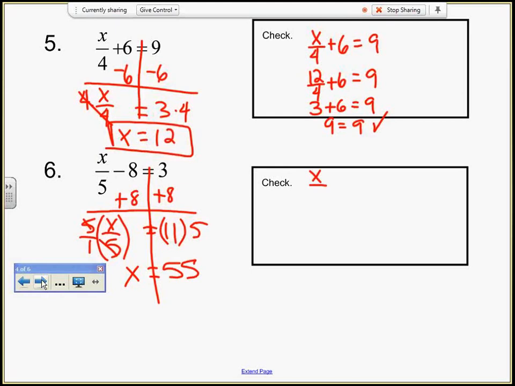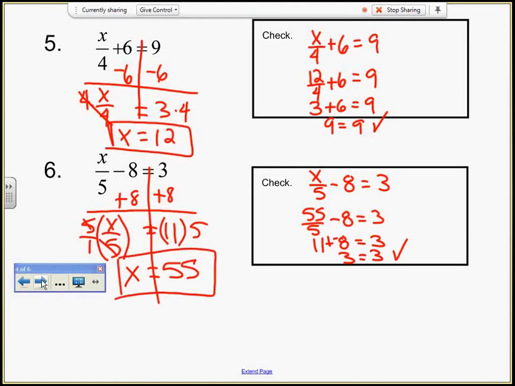Let's check it out and see if it's true. So I had x over 5 minus 8 equals 3. So I'm telling you that 55 over 5 minus 8 is equal to 3. Let's see if I'm telling the truth here. 55 over 5 is 11. 11 minus 8 equals 3. Let's keep it going. 11 minus 8, or plus negative 8 if you like, if that's your preference. It gives me 3 equals 3. Oh, that's true. Yay.